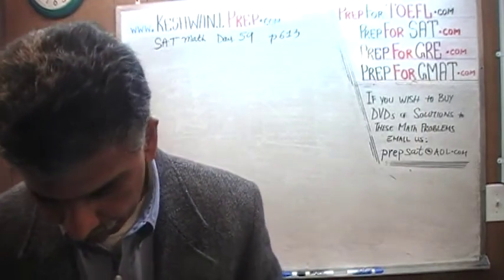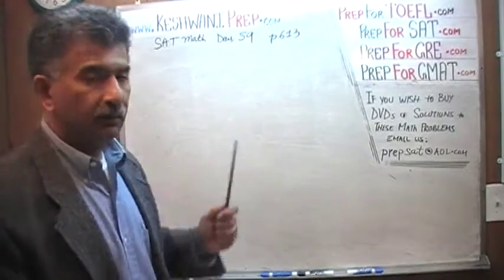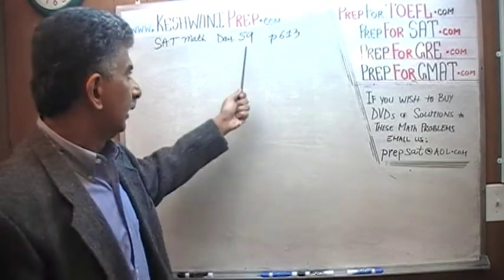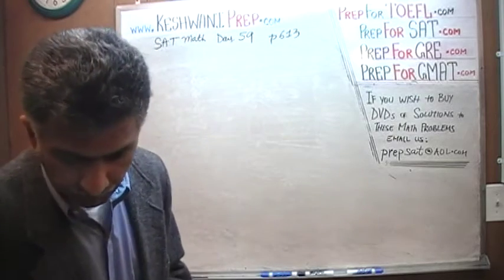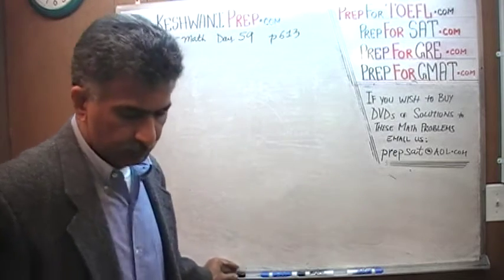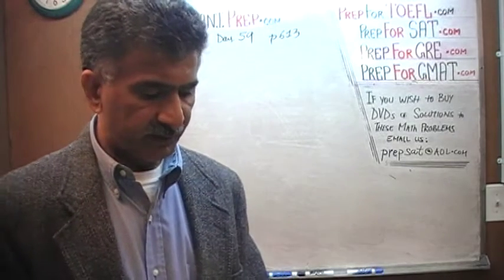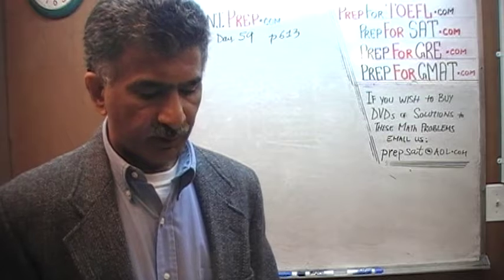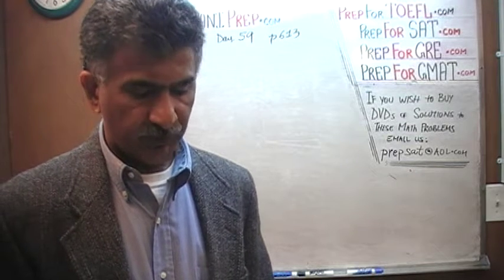The problem that we are about to solve is the one that you will find on page number 613, and today is our lesson number 59. Let's take a look at it. Problem number 13 is what we're going to do. It says, the price of a telephone was first increased by 10%, and then the new price was decreased by 25%. The final price is what percentage of the initial price.